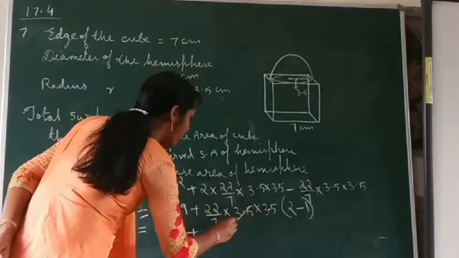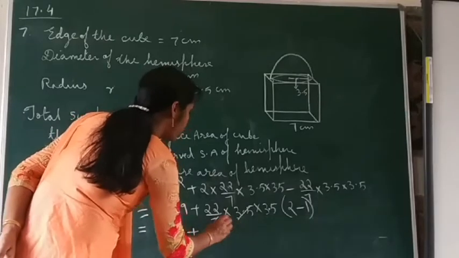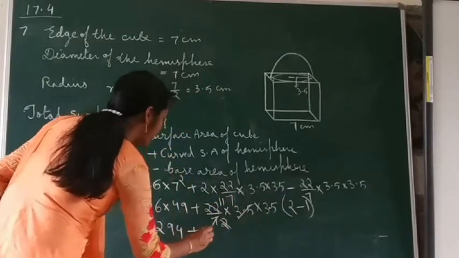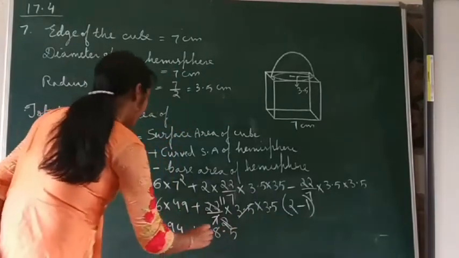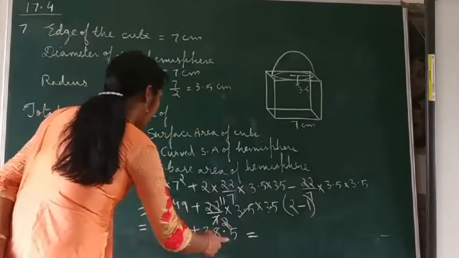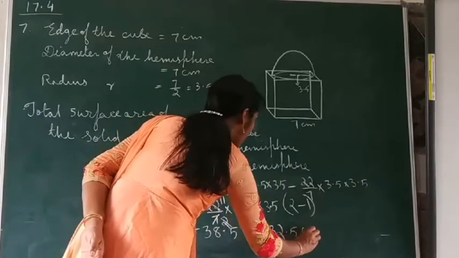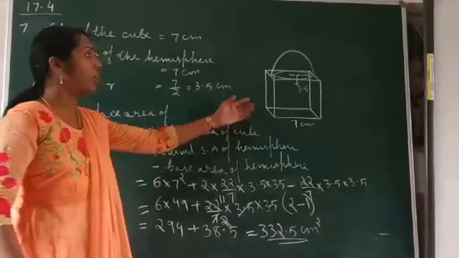okay, what we can do is that 3.5 and 7 can be cut, here will be 2, and here 2, and 22 can be cut, here will be 11. 11 into 3.5 is 38.5. So, we add both of these, that is 332.5 centimeter square. This is the total surface area of the given solid.